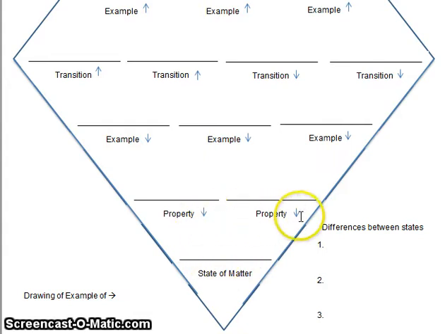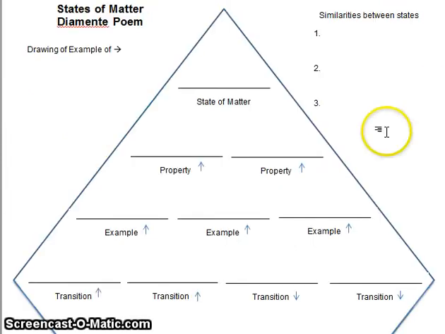Same thing with the properties. You see now that the arrows are pointing downward. So the properties you choose would describe this state of matter down here, a different state of matter than from the top of the diagram. And then on the right side, you'll see that I'm asking for 3 differences between the 2 states of matter that you've chosen to describe, and up here 3 similarities.